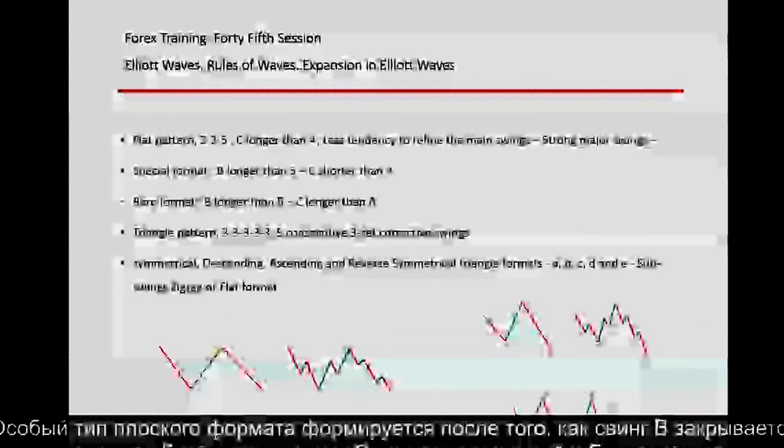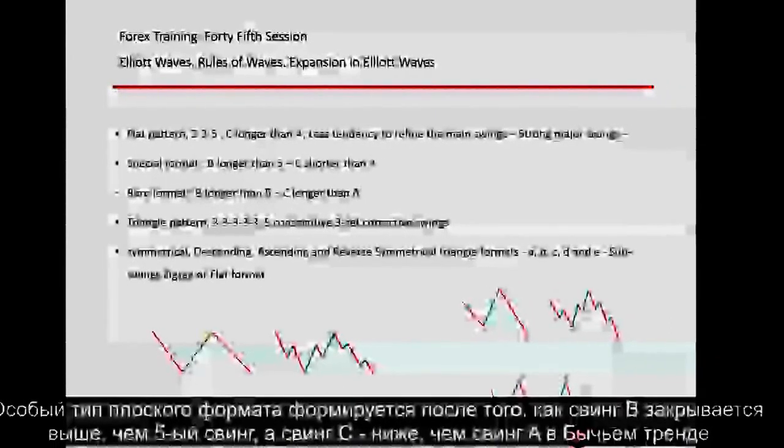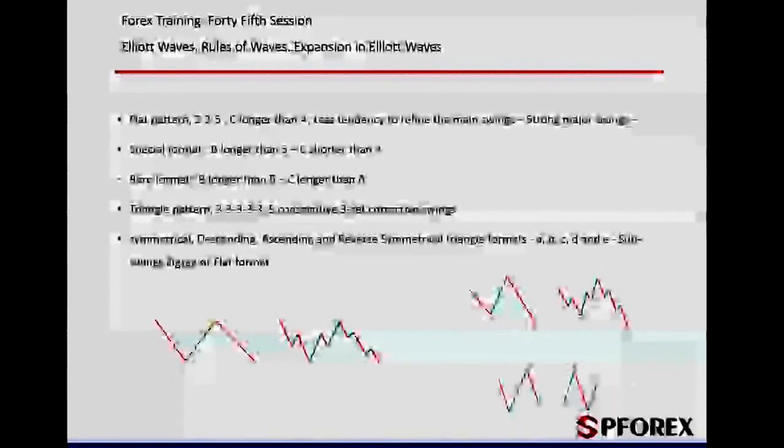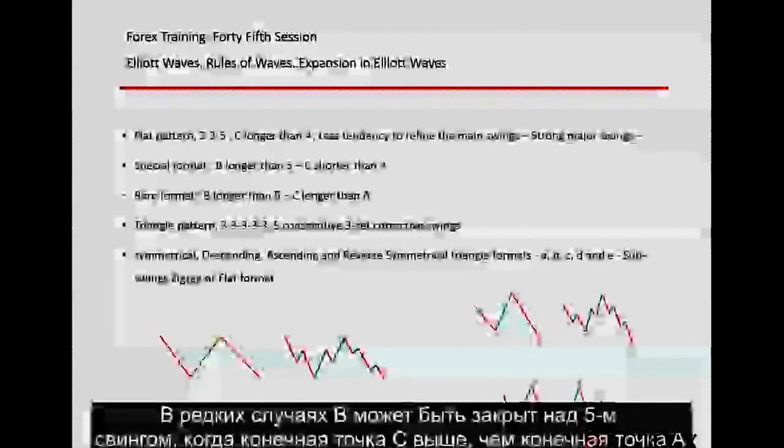A special type of flat format is formed after swing B is closed higher than the fifth swing and swing C is lower than swing A in a bullish trend. In rare conditions, B may be closed over the fifth swing, while the C endpoint is higher than the A endpoint.